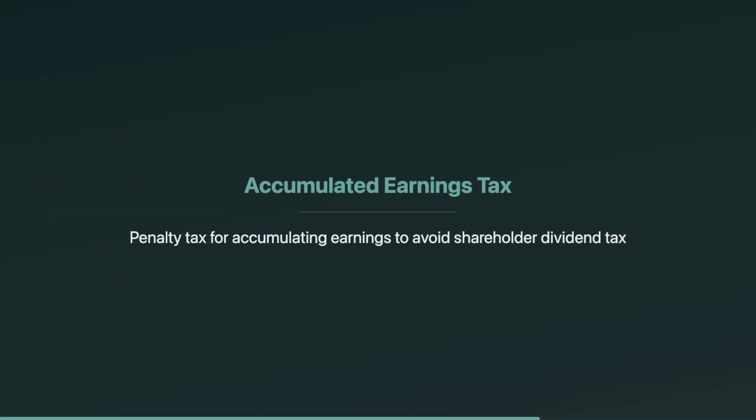Now zoom out to why C Corps sometimes hoard cash to avoid shareholder dividend tax. Congress responded with the accumulated earnings tax. It's not automatic. It usually shows up after an audit when the IRS argues the corporation accumulated earnings beyond reasonable business needs to avoid shareholder-level tax. So this is a motive test plus a reasonableness test.